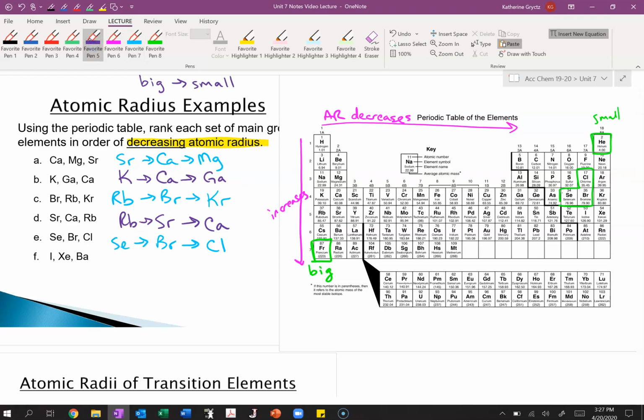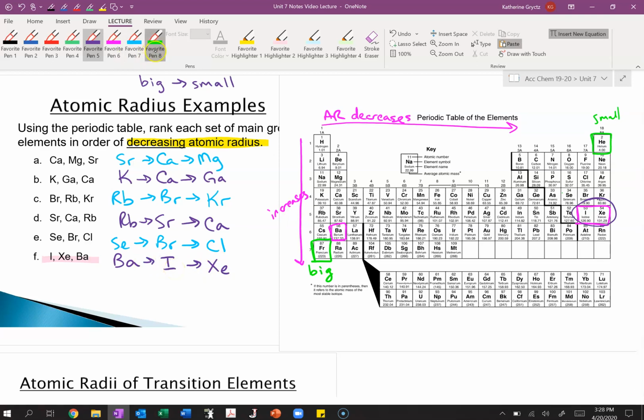Okay, and then last set, we've got iodine, xenon, and barium. So again, we have differing energy levels. Barium has more energy levels than the other 2. So barium's going to be the biggest. And then out of iodine and xenon, xenon has more protons, so xenon's going to be the smallest, and iodine's going to be in the middle here.